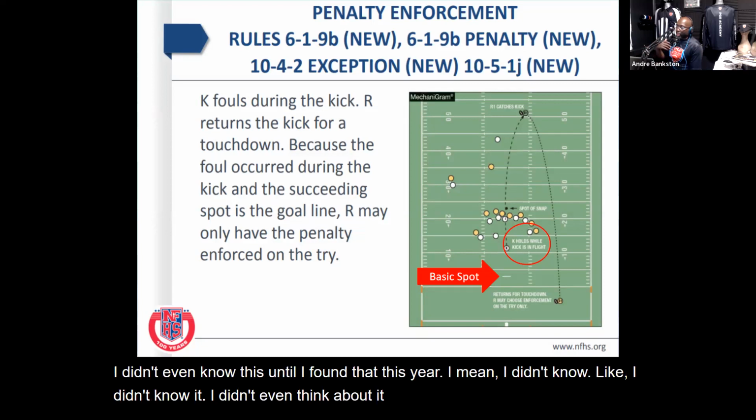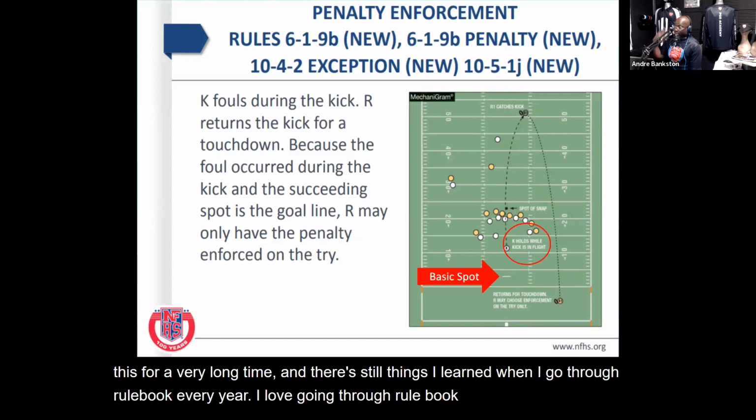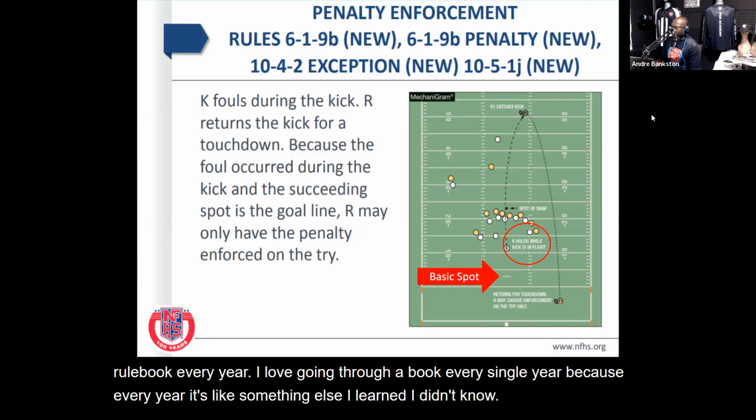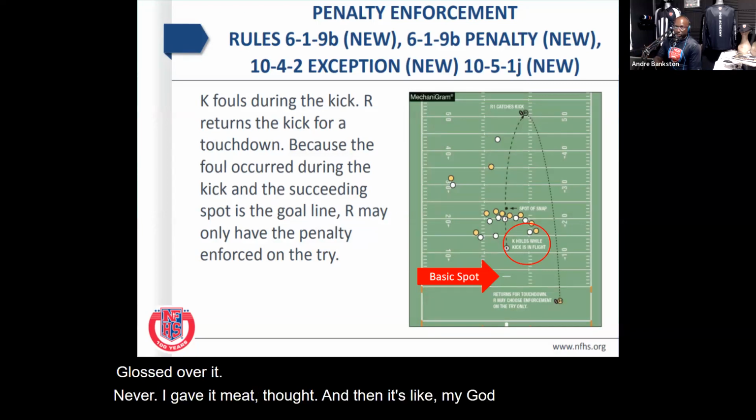But that's why I say, I've been doing this for a very long time, and there are still things I learn when I go through the rule book every year. I love going through the rule book every single year, because every year there's something else I didn't know. I read it, glossed over it, gave it some thought, and then it's like, oh my gosh, that's something new.